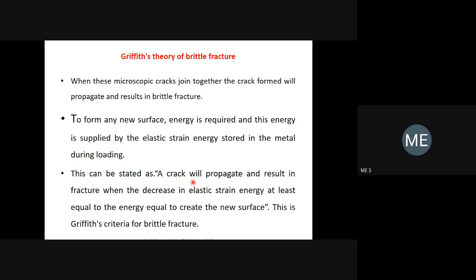That's why the same thing is given: a crack will propagate and result in fracture when the decrease in elastic strain energy is at least equal to the energy required to create new surfaces. To create new surfaces we require some energy, and that energy we obtain from the elastic strain energy. The elastic strain energy we get in the material by metal deformation, and we get the deformation because of the loading. In your UTM, the loading is hydraulic loading. In a simple way, you can remember this.